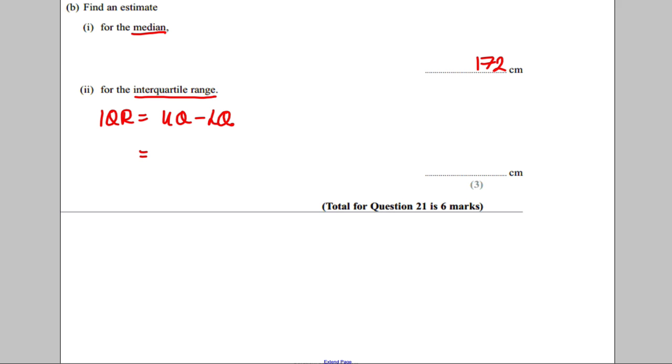So we go back here and we write down that it's 178 subtract 164, and we get an answer of 18 for that. So it's 18 centimetres, 3 marks for that. And we're done. That's everything on cumulative frequency.